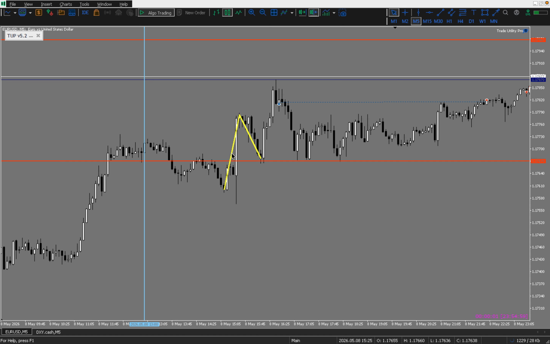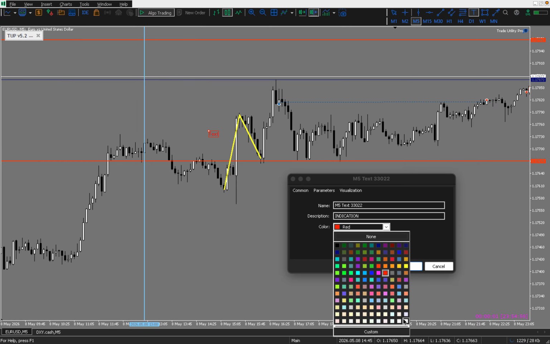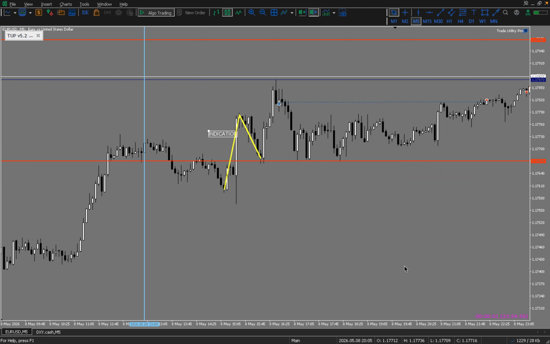if I double click this and double click this, I'll have them set up. Actually, I'm gonna write on this. So this is my correction. This is my indication. Let's see if I can change the color to white. So this is my indication, and this is my correction.